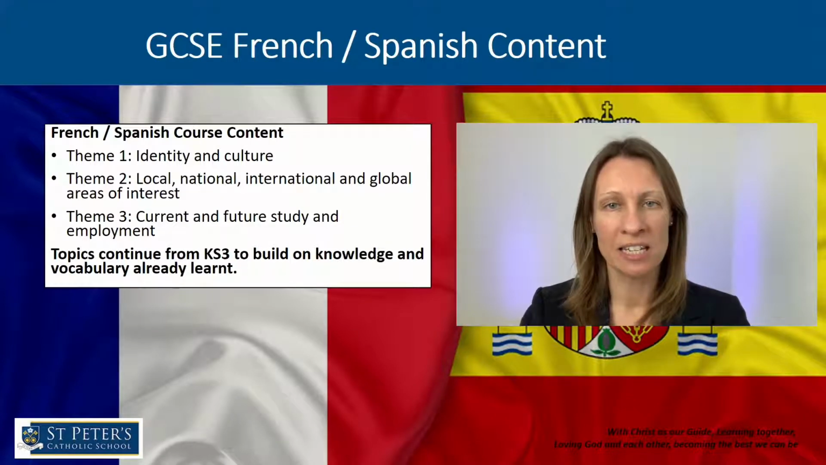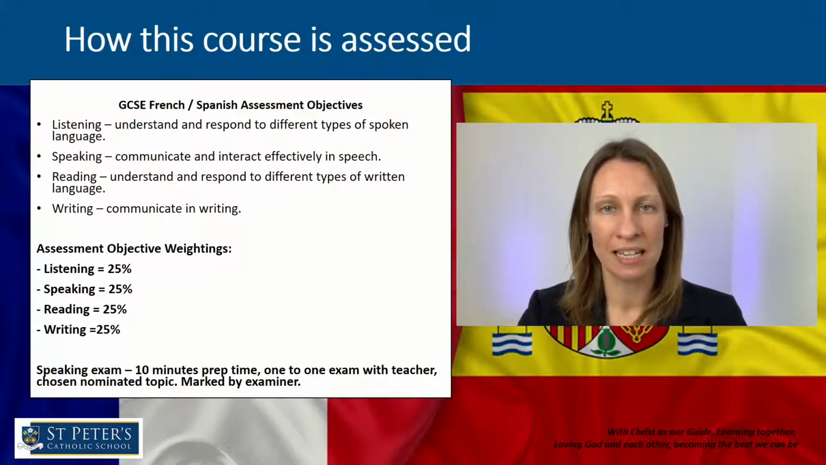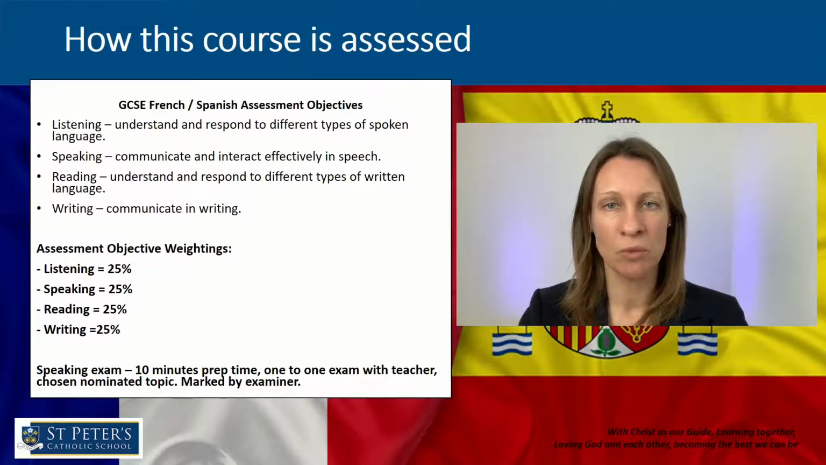At the end of the GCSE course, the exam board will award one final grade. This grade will be made up from each skill area: listening, reading, speaking and writing, and each skill will be worth 25% of the final grade. The listening, reading and writing exams will be normal written exams. You will practice these during Year 10.